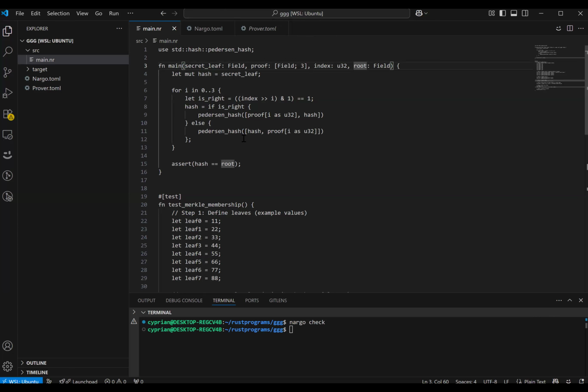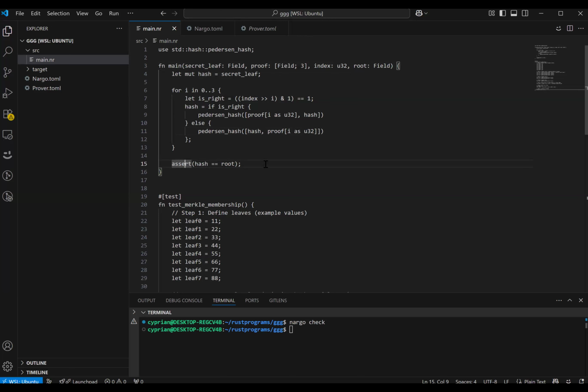Now, for instance here, we hash the proof, and the proof is from I, as is the proof of I, which is a U32 element. Then of course you have to do the assertion. The assertion here is just to confirm that the hash to the root is correct. Just confirming that whatever is inside here is correct. So you must always have the assert.